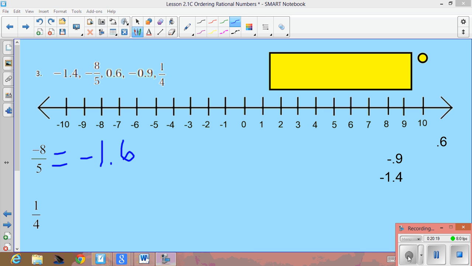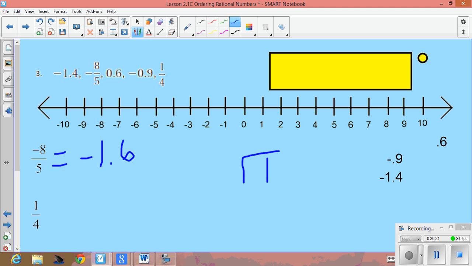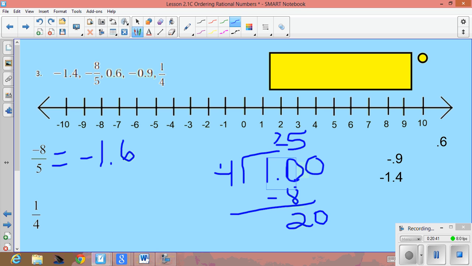And next we're going to take a look at 1 over 4. So 1 is being divided by 4. So 4 goes into 1 no times. We add a decimal and a 0. 4 goes into 10 2 times. 4 times 2 is 8. There's 2 left over. Add a 0 and bring down. 4 goes into 20 5 times. And we get no remainder. So once again, terminating decimal. Decimal point goes straight up. So 1 over 4 is equal to 25 hundredths.